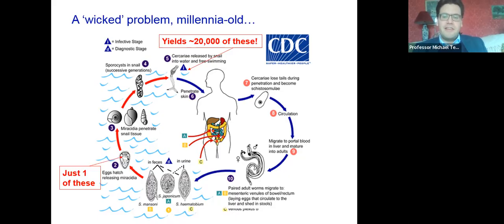And as I say, it's a disease that's millennia old. People have even found evidence that perhaps the ancient Egyptians even suffered from schistosomiasis from contact with contaminated water in the Nile.